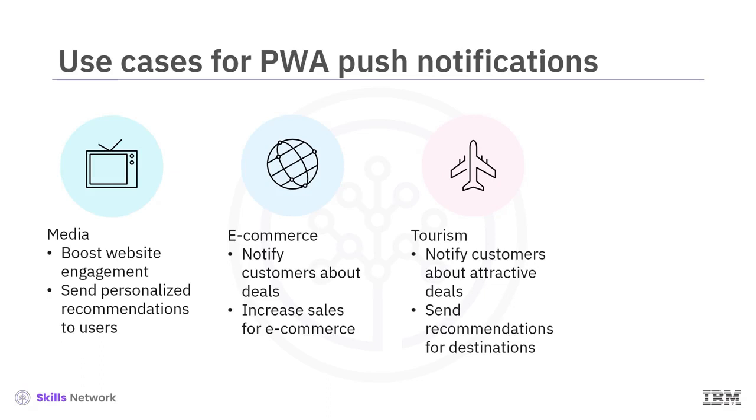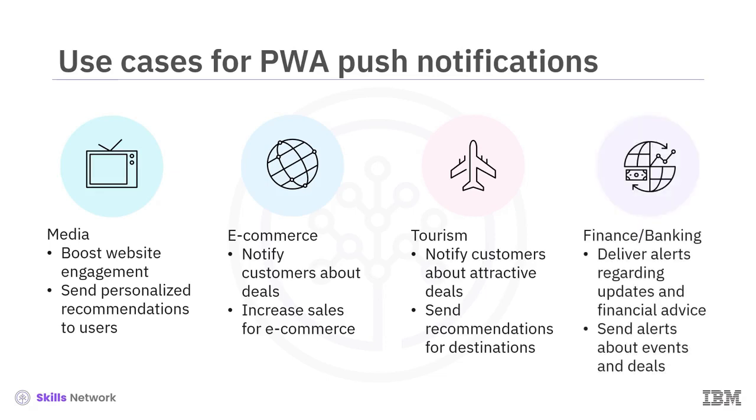Notifying customers about attractive deals from hotels or special tours can allow growth in the tourism industry. Notifications regarding the weather condition and recommendations for destinations are additionally helpful. Banking apps can deliver alerts regarding transactional updates, security updates, or other financial advice. Similarly, fintech applications can alert users about changes in the exchange rate, stock market events, unique deals, and so on.